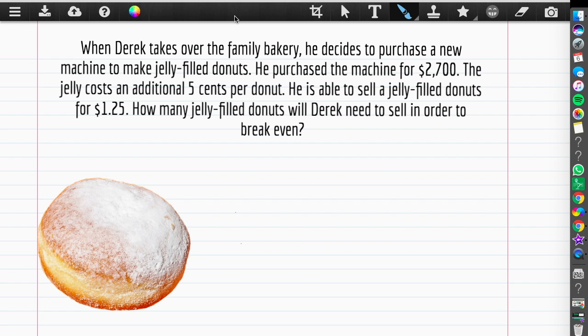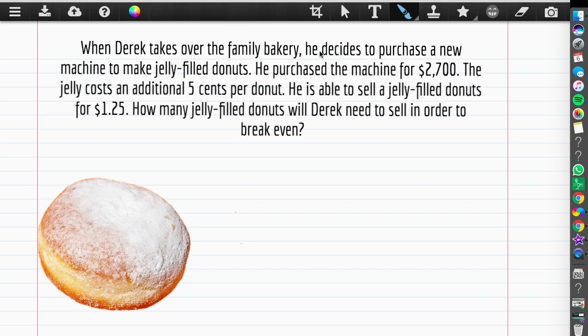This problem says, when Derek takes over the family bakery, he decides to purchase a new machine to make jelly-filled donuts. He purchased the machine for $2,700. The jelly costs an additional 5 cents per donut. He is able to sell a jelly-filled donut for $1.25. How many jelly-filled donuts will Derek need to sell in order to break even?